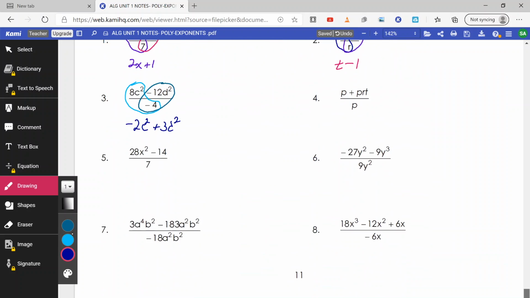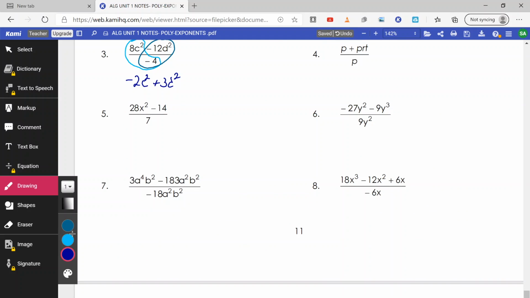Number 4, we have p plus PRT, all divided by p. So what happens is we divide the first guy by p. So p divided by p is 1. And then we divide the PRT by p. So again, we divide the like items. P over p is just 1. And then RT is what's left. So we have 1 plus RT.